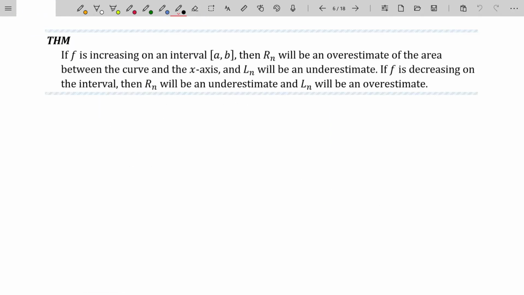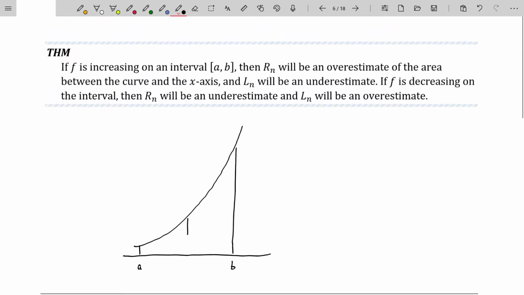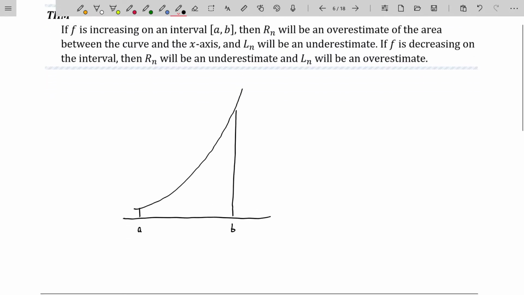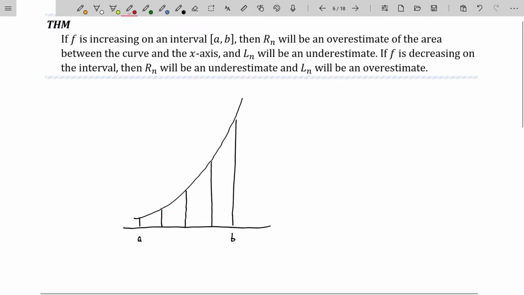Here's the theorem. If f is increasing on an interval from a to b, I'll draw this out because it's easier to see. So it's increasing on some interval. And if you use right endpoints, so let's say you slice this interval from a to b into, let's just make our lives a little bit easier and say 4 pieces. So 1, and then 1, and then 1. Those are 4 slices. If you use right endpoints, I'll use red for right, you get an overestimate if your function is increasing.